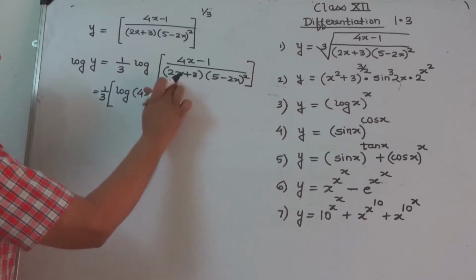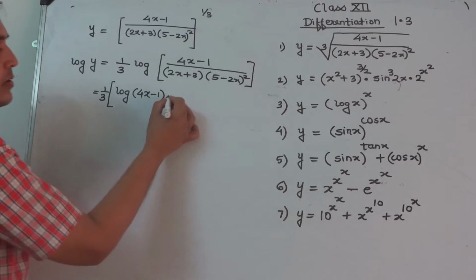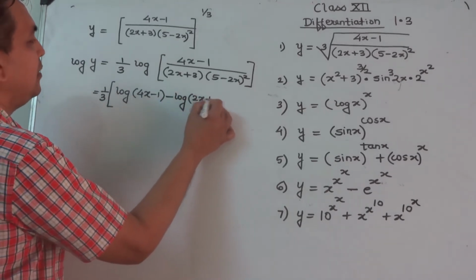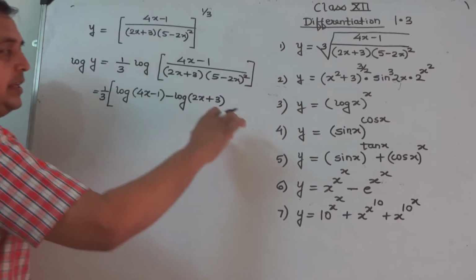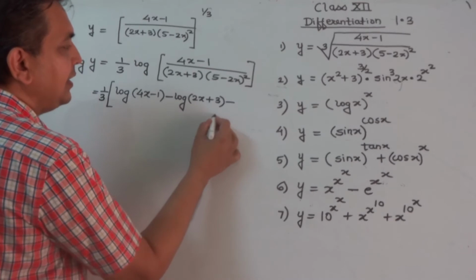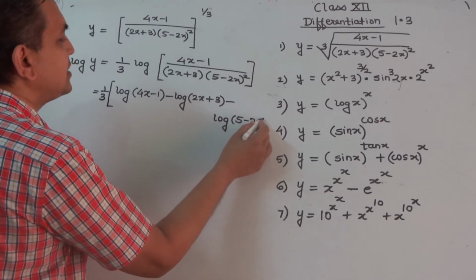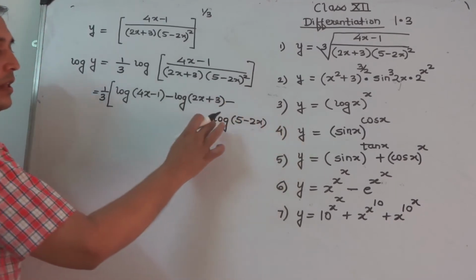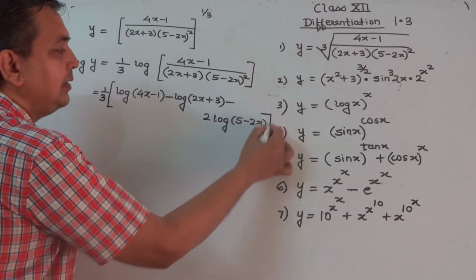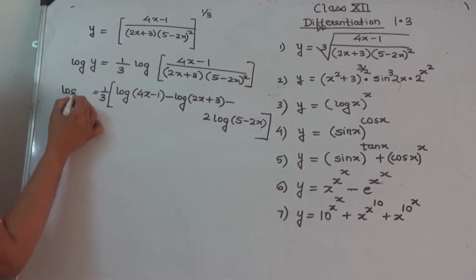Now these two terms are in the denominator, so they are division. So minus log of 2x plus 3, this is again in the division, so minus, I write it here, log of 5 minus 2x whole square. Now log of m raised to p is p log m, so I can write 2 here. Is it clear? This is log y.